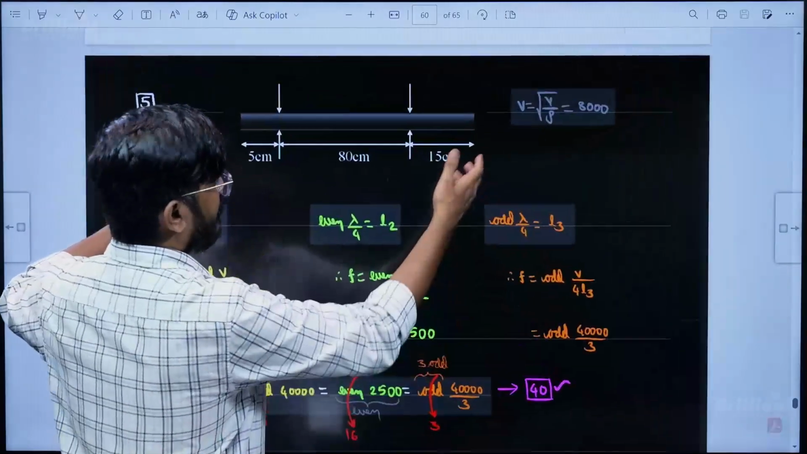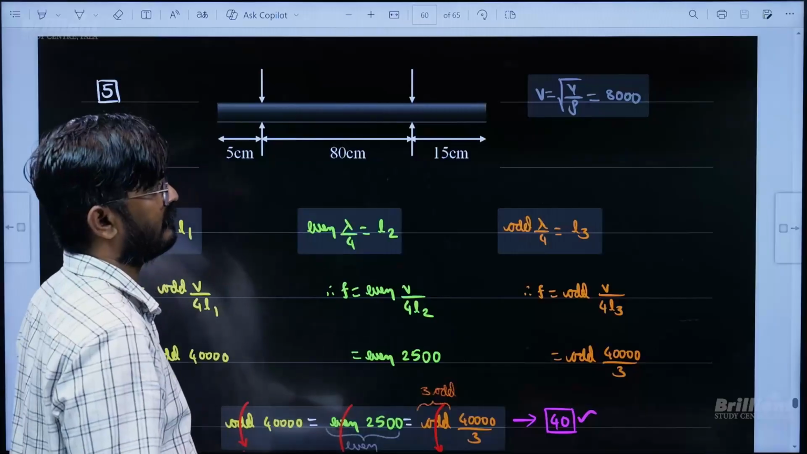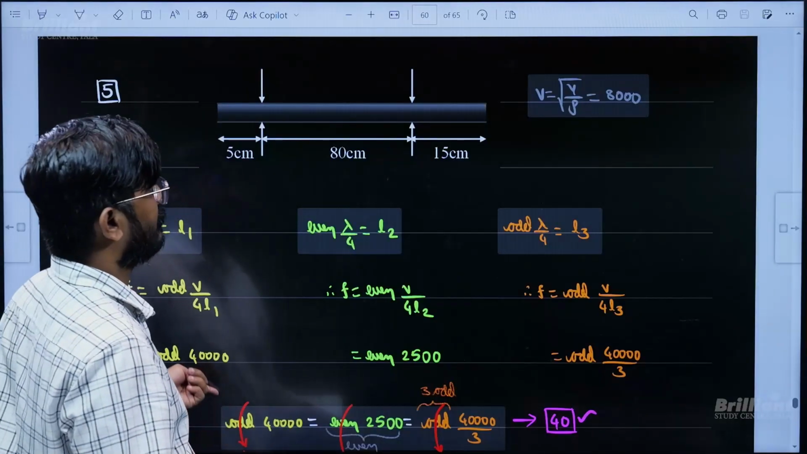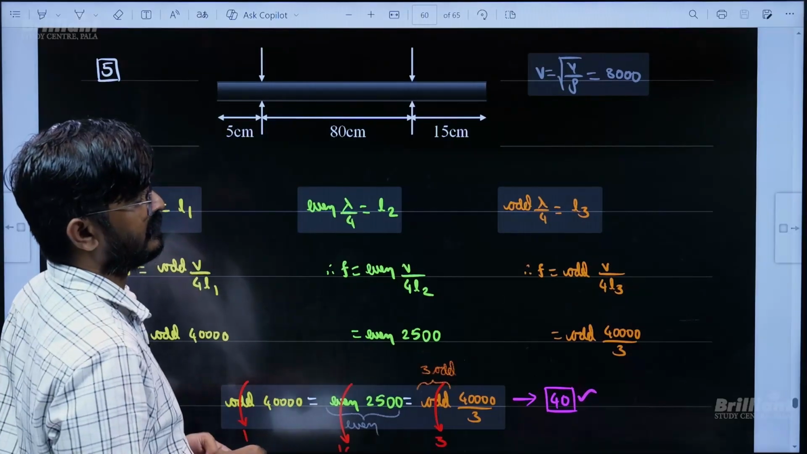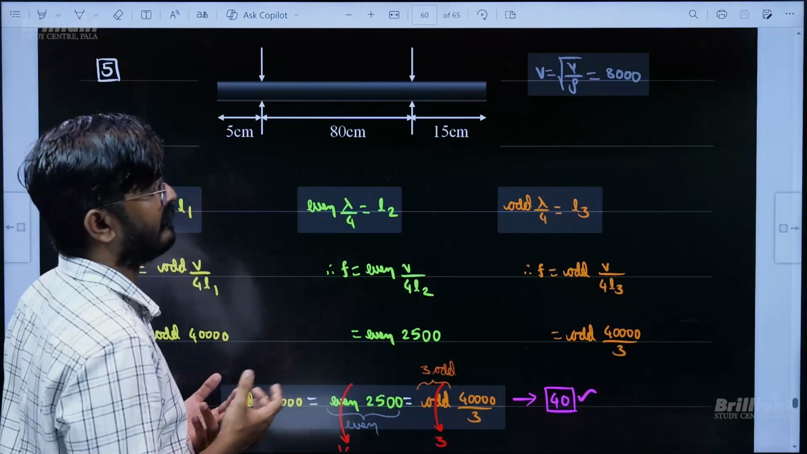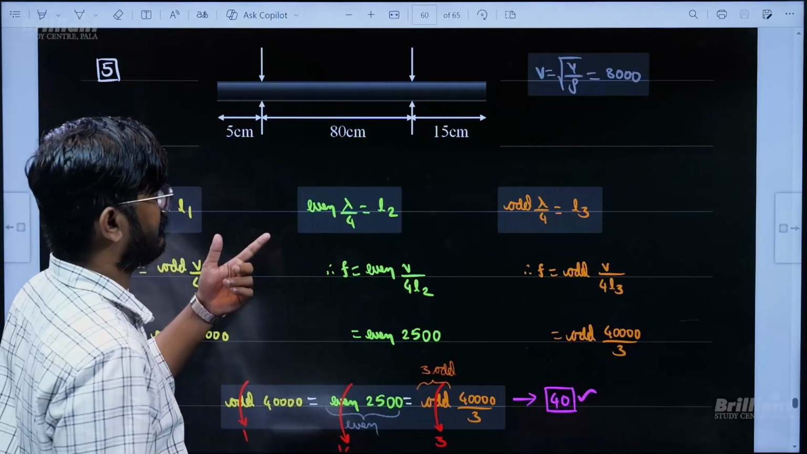So the first thing is we will be calculating the velocity of longitudinal wave. Velocity of longitudinal wave is root of Y by rho in solids. Root of T by mu is the velocity of transverse wave. Root of B by rho is for liquids or gases. This is for solids.